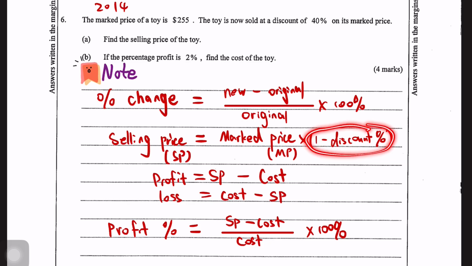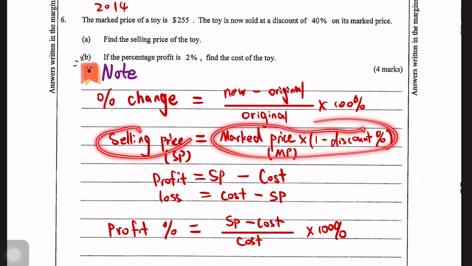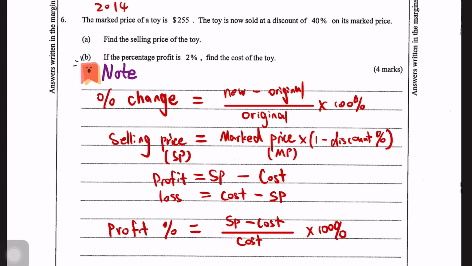So you need to times the discount, 1 minus discount percentage, okay? And then this is the selling price. Selling price is the money you earned. So you earn that much money, you minus the cost, you will have your profit.